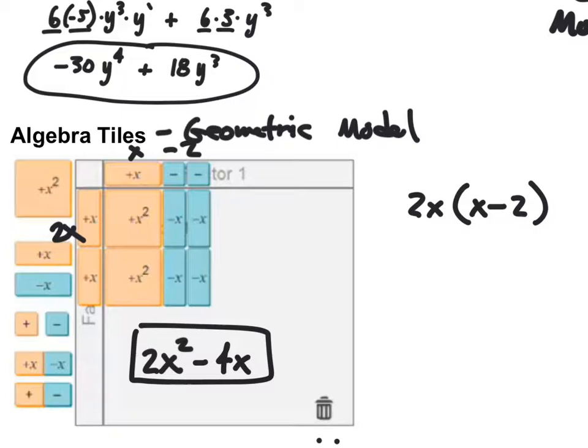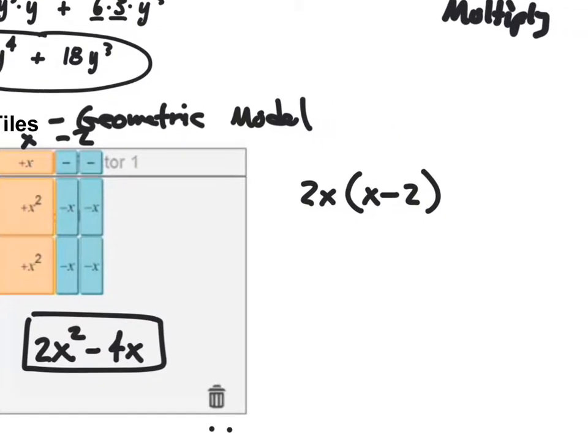Okay, and that's your answer, all right? And that's by doing a geometric model. So we can do this using these algebra tiles, and you'll be able to use this on the computer and move them around and stuff like that. And so let's go ahead and multiply this out, and let's just do this the algebra way.